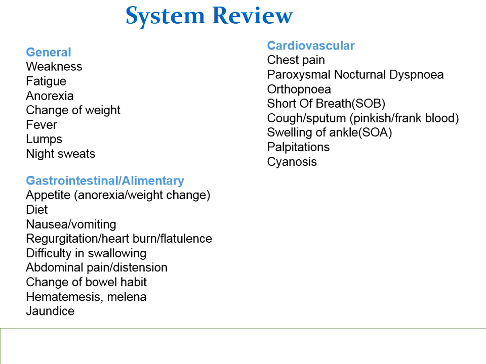From a GI point of view, we're looking at appetite again, any special diets, any history of nausea and vomiting, any regurgitation, heartburn or flatulence, any difficulties in swallowing, any abdominal pain or distension, any change in bowel habits, any haematemesis, melaena or jaundice.